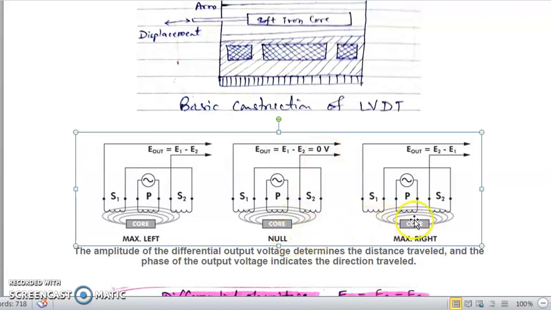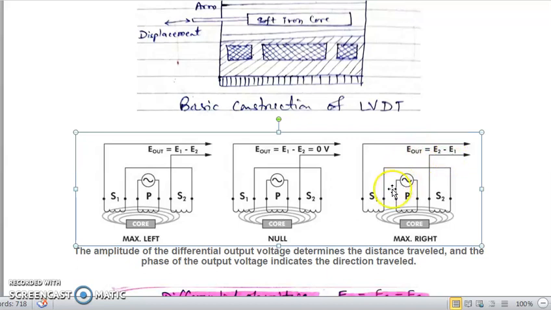And in the right side diagram, the core is at maximum right position. So what will happen? The magnetic flux will be more linked with the secondary winding S2. So the magnitude of E2 will be greater, and S1 has less linkage with the magnetic flux. So E1 magnitude will be lesser. So here the magnitude of E out will be E2 minus E1.